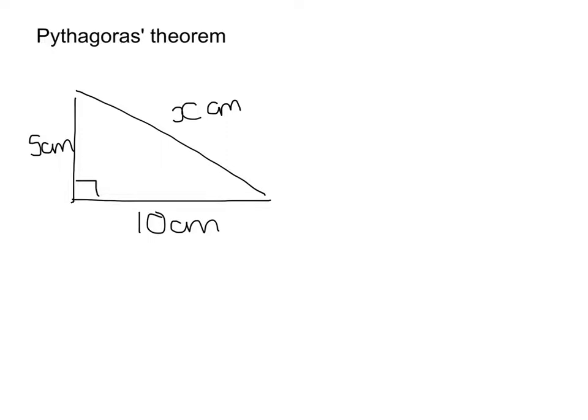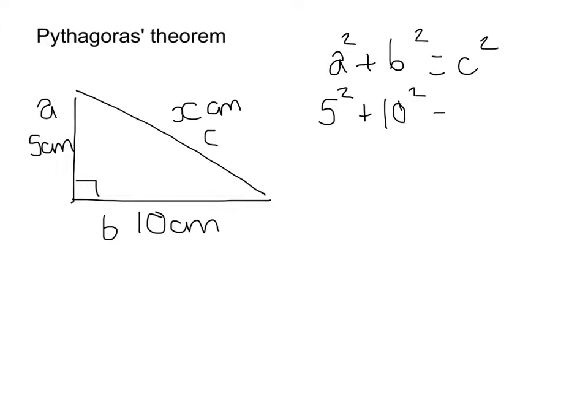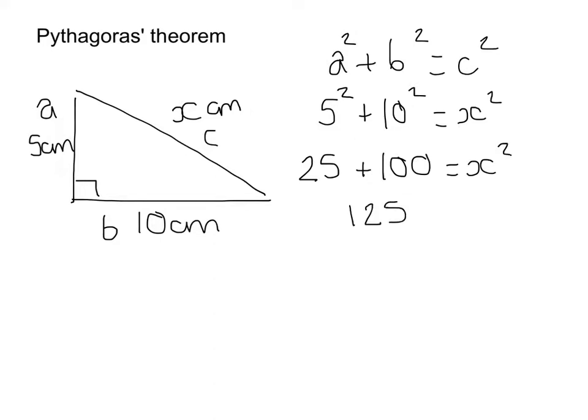So we write down the formula, a squared plus b squared equals c squared. Again, let's label our sides. So 5 centimetres is a, 10 centimetres is b, and x centimetres is c. Which means that a squared, so that's 5 squared, plus b squared, which is 10 squared, equals x squared. Now 5 squared is 5 times 5, so 25 plus 10 squared, which is 100, equals x squared. So 125 equals x squared.